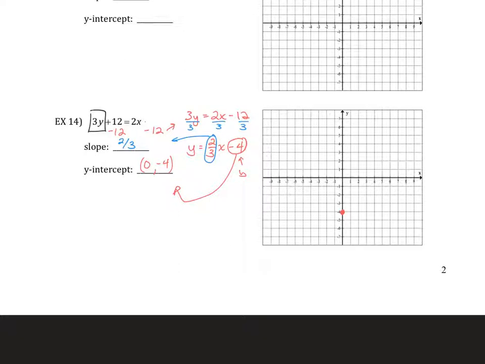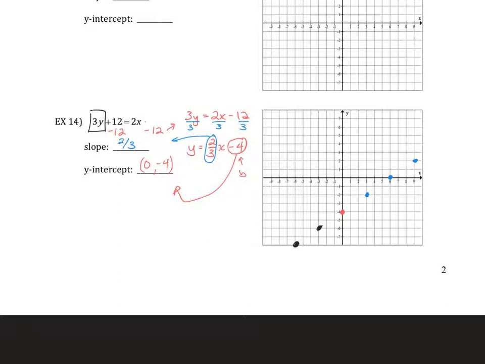So I will go up 2 and right 3 because rise over run. Up 2, right 3, up 2, right 3. And again, if you want to go exactly backward, you go the exact opposite direction. So instead of up 2 right 3, go down 2 left 3. There will be a point there. Down 2, left 3. I would like you to graph both directions so you can tell that all those points do end up on the same line.